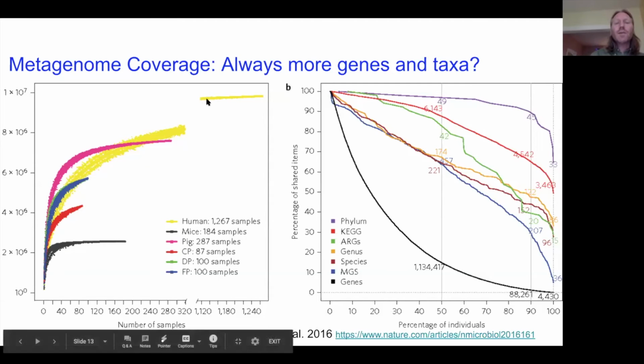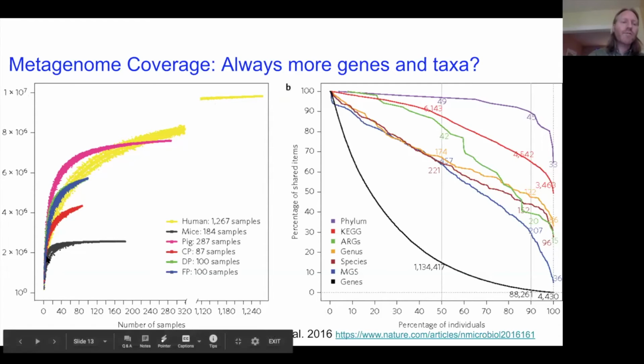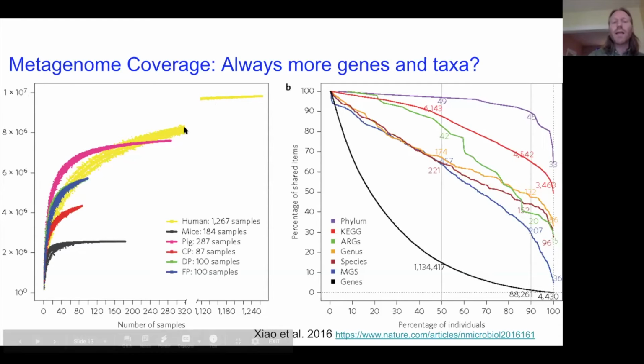So you can see after you sequence 1,000 samples of whatever this is from humans, you see a leveling off of the number of unique genes that you get. Here, there's something like 10 million. But you have a faster growth rate at the beginning. So if you wanted to sequence all the genes that were in this environment, you may need to sequence either some samples very deeply, or just a lot of different samples and get the coverage that way.